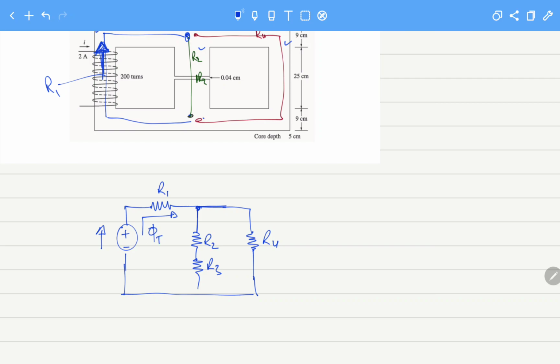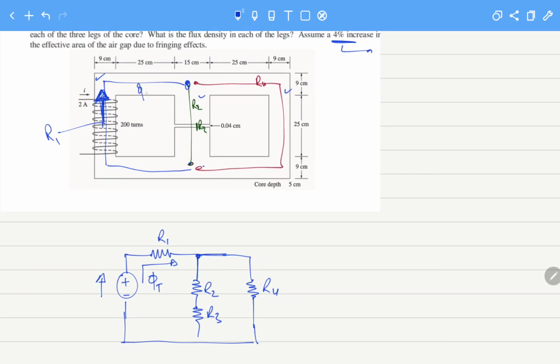Flux T is actually the flux that is flowing through the left side. What will be the center flux? It will be the flux divided here, and to the right side will be the flux on the right side. So first of all, to calculate the flux T, we have to calculate RT.